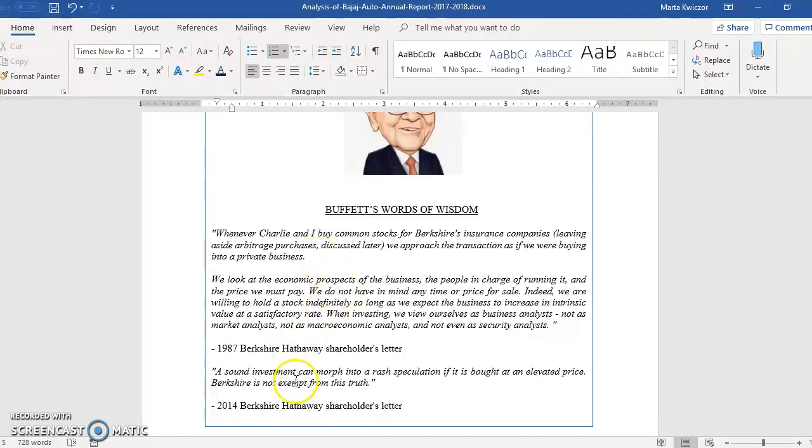Second, in the 2014 letter he mentioned that a sound investment can morph into a rash speculation if it is bought at an elevated price. Berkshire is not exempt from this truth. So what he's saying is pay attention to the price you're paying. Even if it's a great company, after a certain point it becomes speculation. So buying stocks at a discount is the core philosophy he's trying to say. So these are the two things.